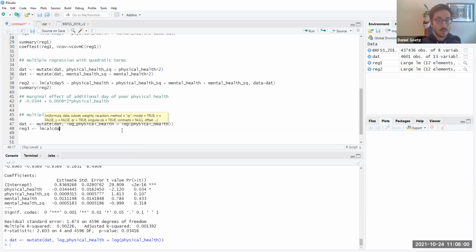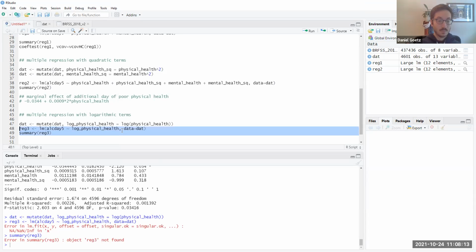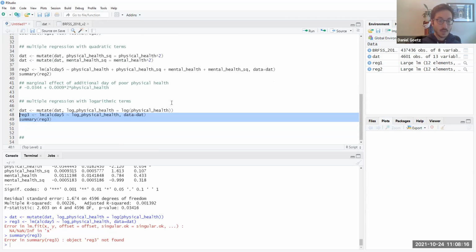Look at the regression. I'm just going to do a very simple single variable regression here. I want to showcase something to you guys. So what's happened? Error in lmfit, NaN in X. And it didn't run. So when we try to summarize it, it says reg3 not found. This is weird. Like our mutation command ran without any incident. Why are we getting this error? What has happened to our X variable?